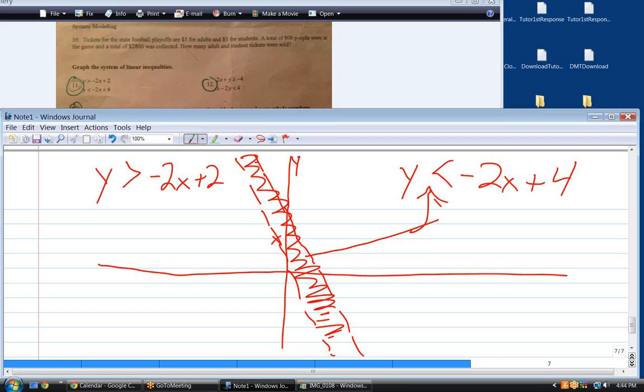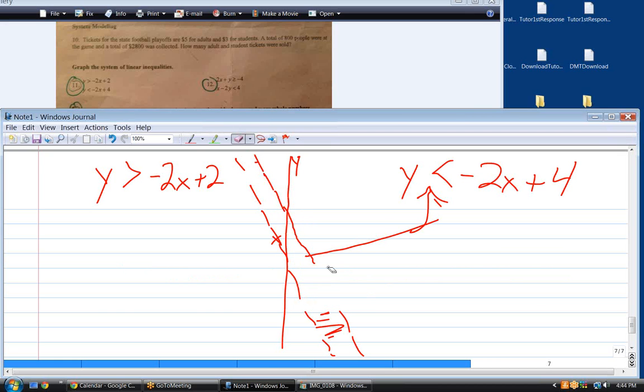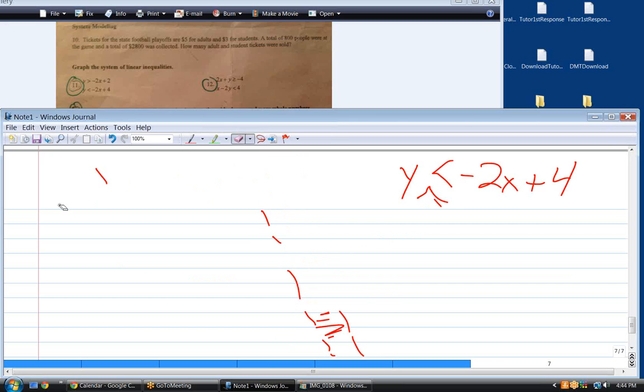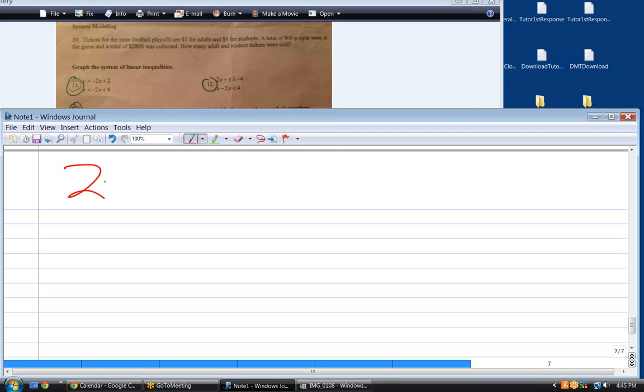Now, number 12. Yeah, we got time to do 12. Let's do 12. Twelve's going to solve very similarly. The only difference is one of the inequalities will be a solid line, and one of the inequalities will be a dotted line. So let's take the first inequality. How do I graph that?